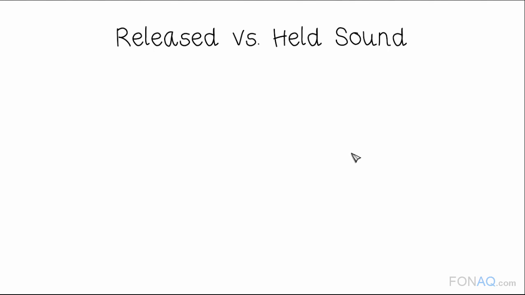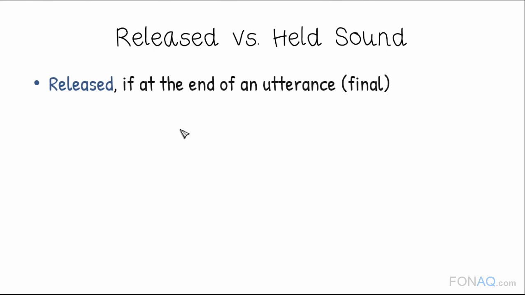Now that we know what an utterance is, we can talk about when to release and when to hold a sound. There are two simple rules of thumb. We release a sound if it comes at the end of an utterance, when the sound is final. We hold a sound if it falls within an utterance. That's it. Let's keep these two simple rules in mind and revisit our sentences.